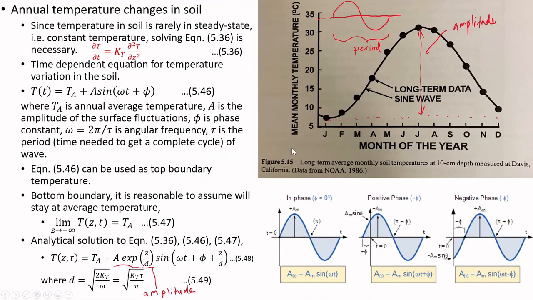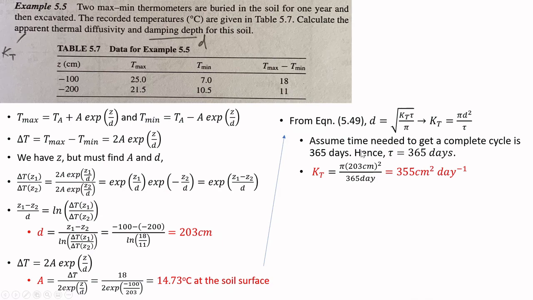the period. Okay, so the tau period here is 1 year, so 365 days. So we put in the value for the damping depth and also the period, 365 days. We can calculate the apparent thermal diffusivity, so 355 centimeters squared per day.